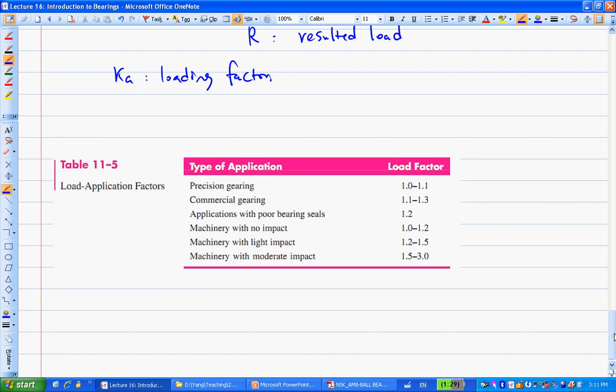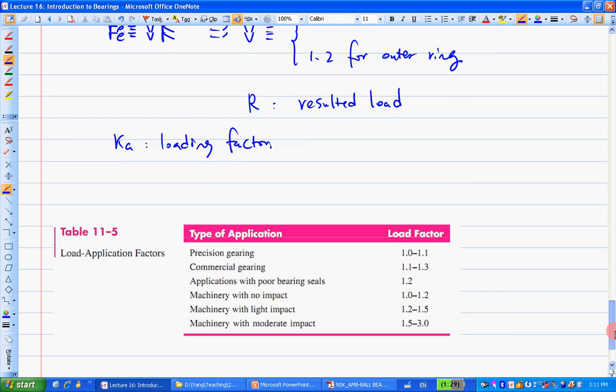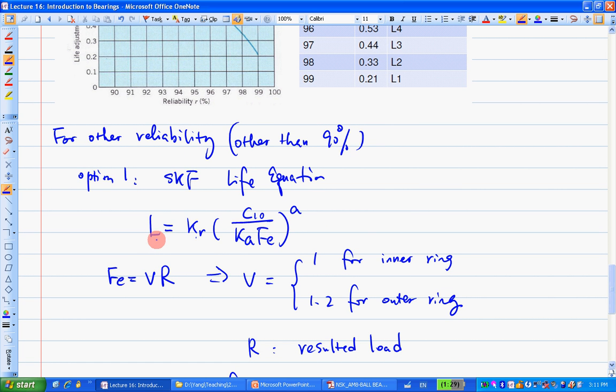Okay, calculating the L, or maybe I'll write down another equation. So this is calculating the L here, right? If we're not calculating L, if we're calculating the C10 required, so how much of the C10 do we need based on the given life, then the equation is written as this. So KA FE and L over KR and 1 over A. Okay.